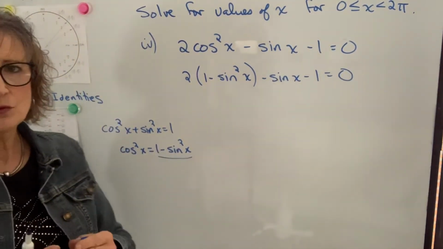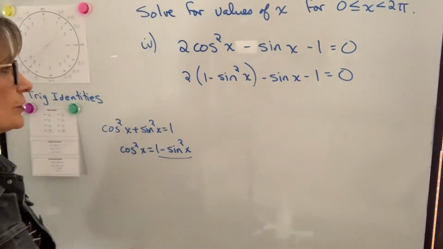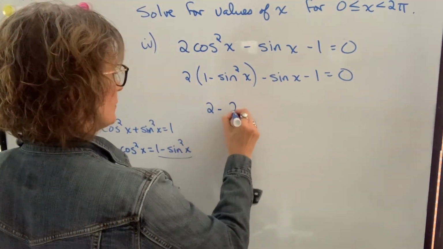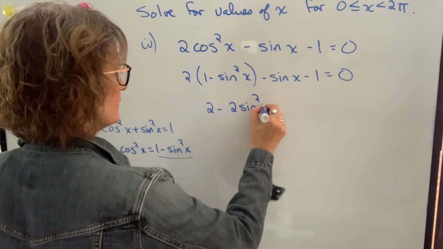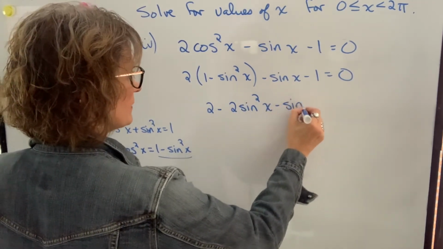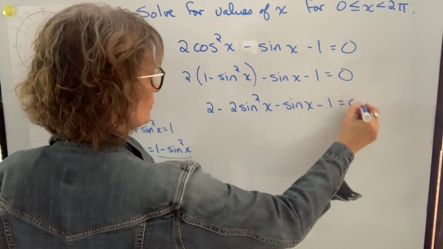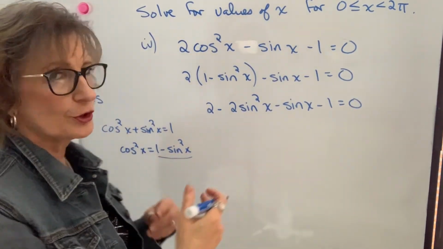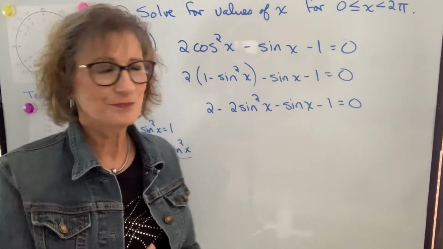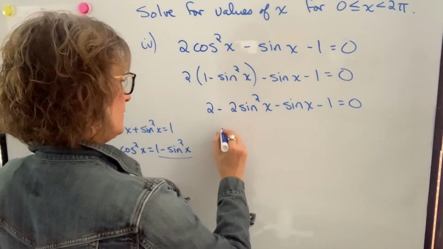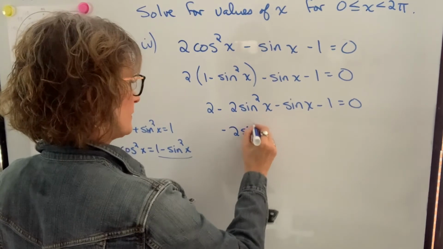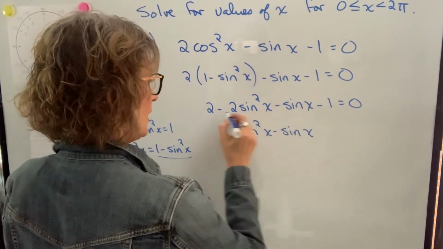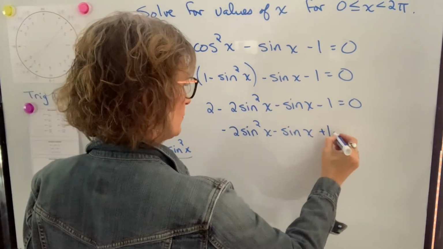Now I'm going to expand and add any like terms, and then I'll see what I'm left with. So this will be 2 minus 2 times sine squared of x minus sine of x minus 1 equals 0. I like keeping it equal to 0 when I have a bunch of terms because I'm probably going to have to factor. So I have negative 2 sine squared x minus sine x. I have 2 minus 1, so it gives me plus 1 equals 0.